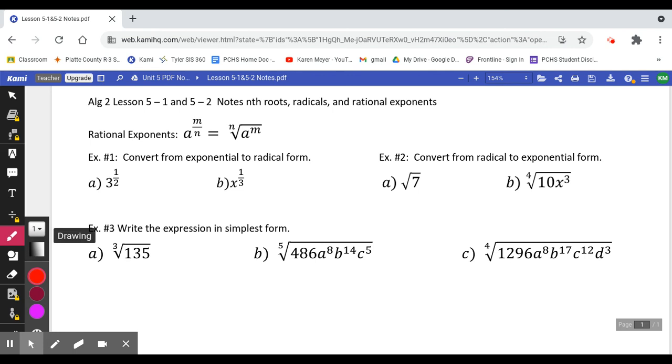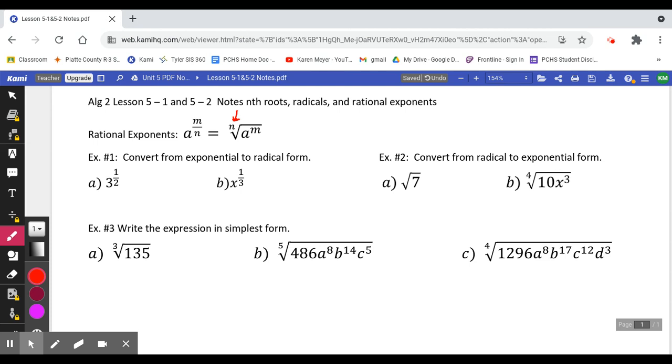So here it says a raised to the m over n equals, now here we have the nth root, and I'm saying nth root because n is the index number right there. And then inside the nth root, we have a to the power of m. So on a fractional exponent, the denominator becomes your index number, which is on the outside of the root, and your numerator stays as a power inside the root.